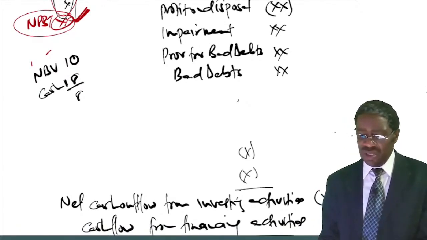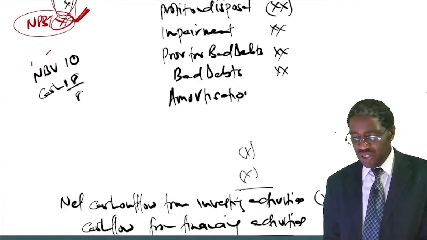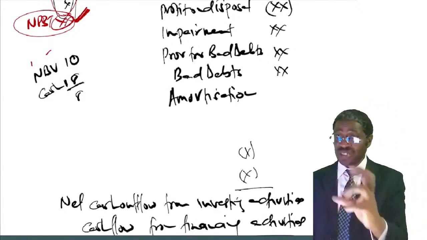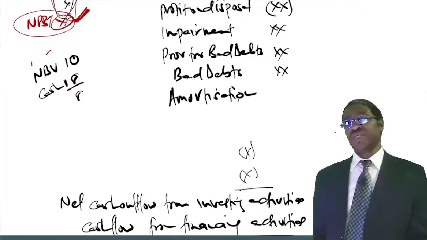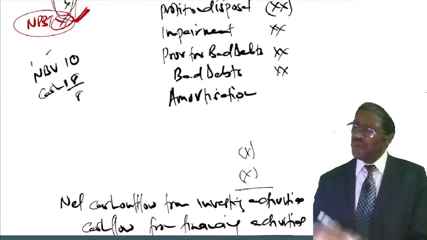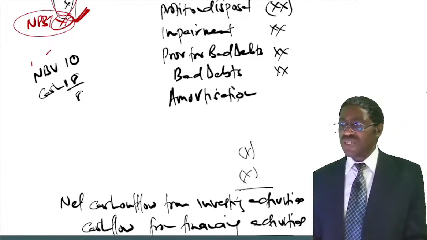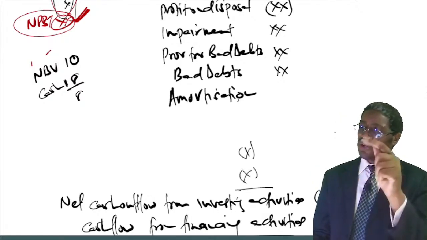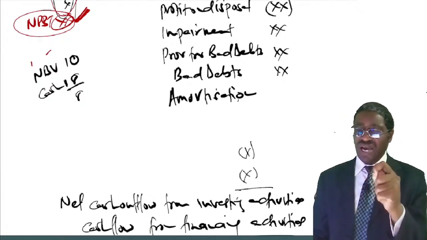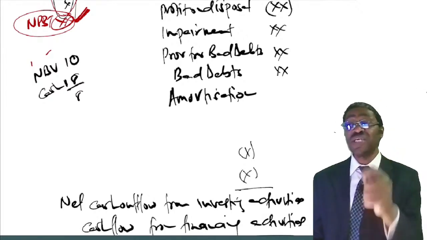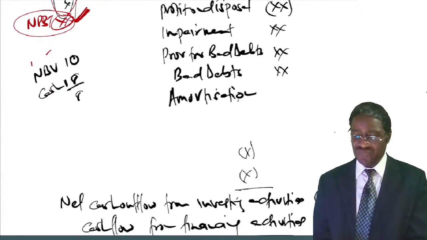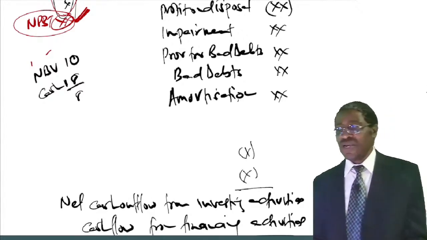Another one could be amortization. When you amortize your intangible assets, you normally charge that again. Amortization is the same as depreciation. It's only that we don't call it depreciation. When you are depreciating intangible assets, we classify it as amortization. Okay, good. Whatever it is.